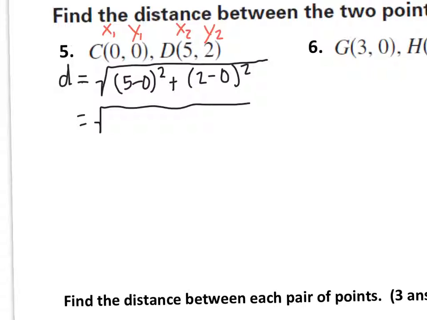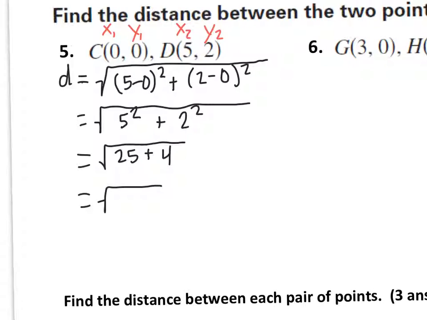5 minus 0 is 5, so this becomes 5 squared, plus 2 minus 0 is 2, so this becomes 2 squared. Now that equals 5 squared is 25, plus 2 squared is 4. Simplify one more. That equals 25 plus 4 is 29. 29 is not a perfect square, so we'll just leave that as a final answer under the radical. The distance between C and D is the square root of 29.